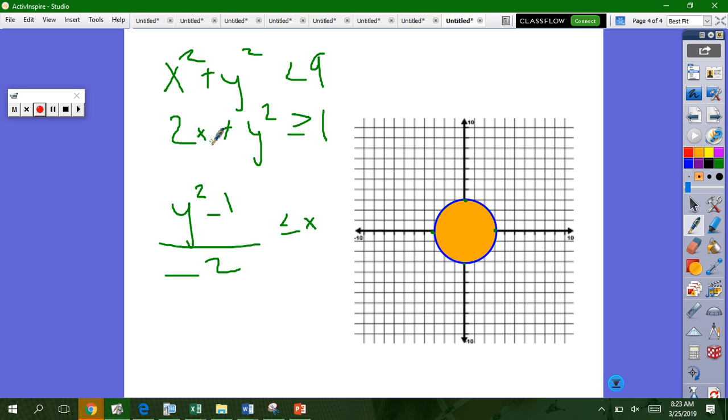So does anybody remember what kind of parabola this is? Is this our normal up and down parabolas? Do you see how y is being squared? So it's one of these guys. Do you remember that? Okay, so with that being the case, let's plug in some points just to graph this very nicely. I'm going to plug 0 in. 0 squared is 0. 0 minus 1, negative 1, over negative 2 is a half. So I come over to 0, and I'm up a half.